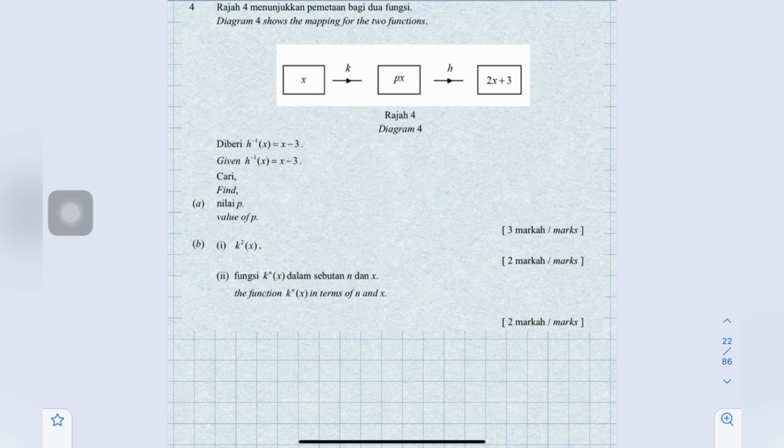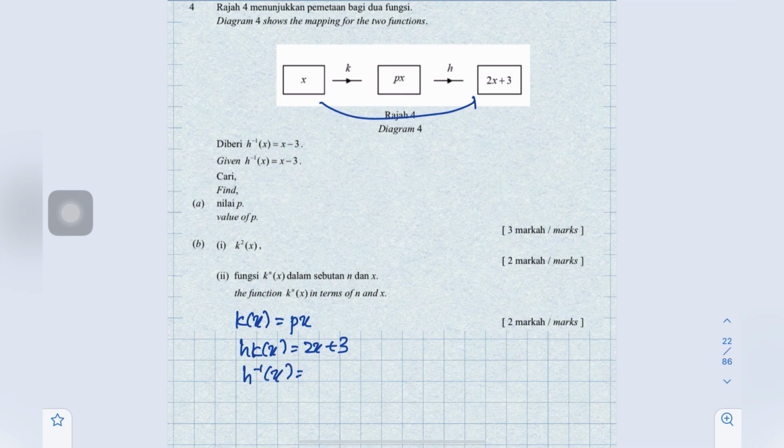Number 4, diagram 4 shows the mapping for the two functions. From the diagram, we can identify the function k(x) equals px, and h(k(x)) equals 2x plus 3. Given h inverse x equals x minus 3.